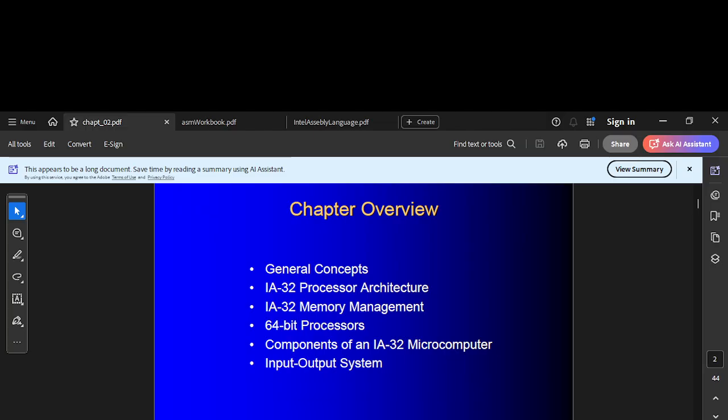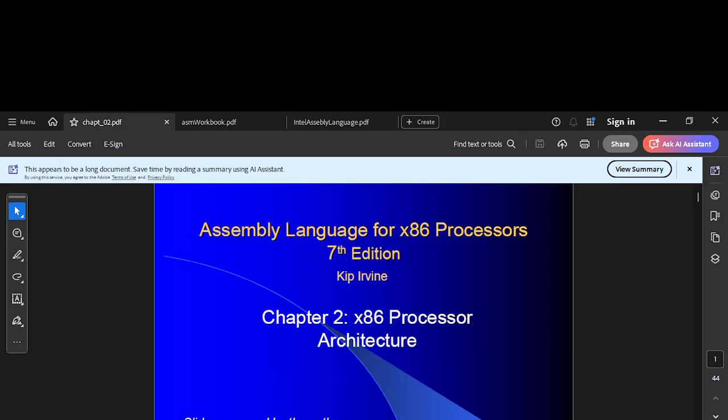Okay, so this lecture is dedicated to 31301, a continuation of where we left off yesterday. We're moving on to chapter 2, and in chapter 2, the following will be considered. So the overview is as follows. We look at general concepts. Chapter 2 is dedicated to the processor architecture, that is x86 processor architecture.